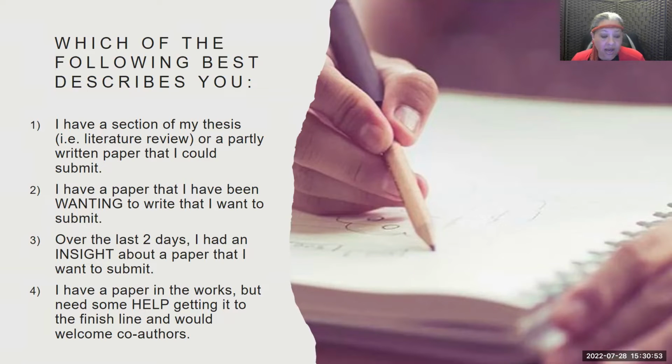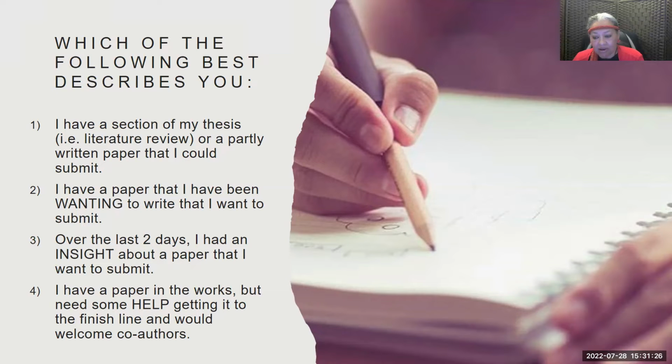So 1 is, I have a section of my thesis, maybe the literature review, that's probably the most eligible piece, or a partly written paper that I could submit. 2, I have a paper that I've been wanting to write that I want to submit. And number 3, over the last 2 days, I had an insight about a paper that I want to submit. And number 4, I have a paper in the works, but I need some help getting it to the finish line and would welcome some co-authors.